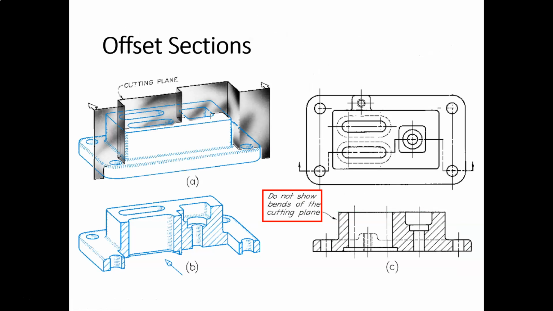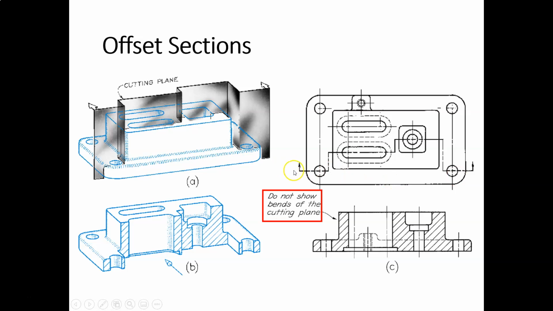All right, an offset section. An offset section looks a lot like a full section. The difference is that in a feature where we need to use an offset section, the different features do not line up. So in this example right here, if we look at the top view, I think it's a little bit more clear. Notice that this hole and this slot and this hole and this hole do not line up.